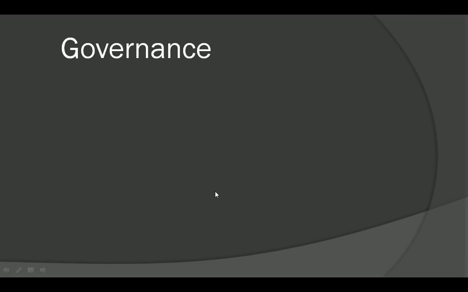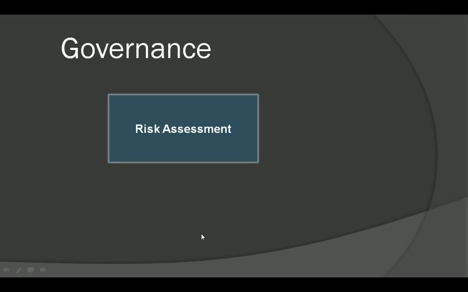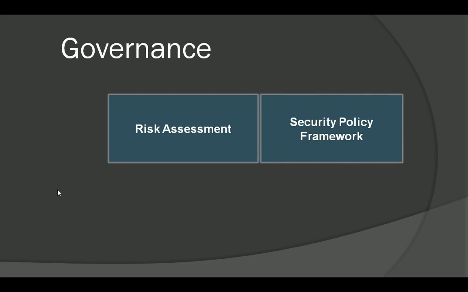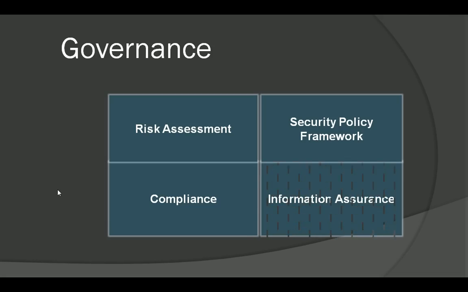So in the context of IT security, the 4 things we talk about for governance are risk assessment, so assessing risk; the security policy framework, and we're going to talk about this, there's a whole chapter that covers it. This is how we come up with a framework of how we develop these IT security policies; and then compliance, so how we enforce compliance with these policies; and then information assurance, which we just talked about, of course. So these are the 4 components of governance.